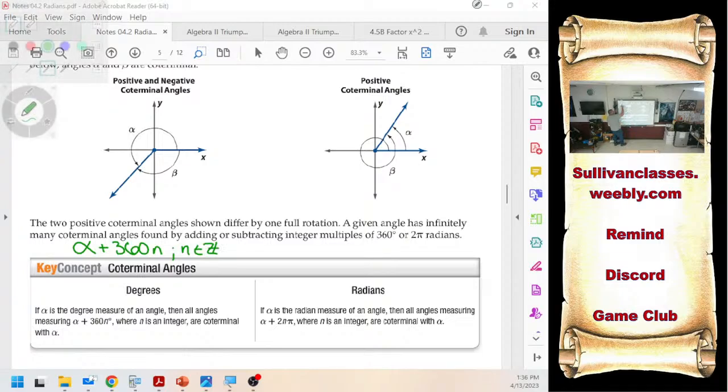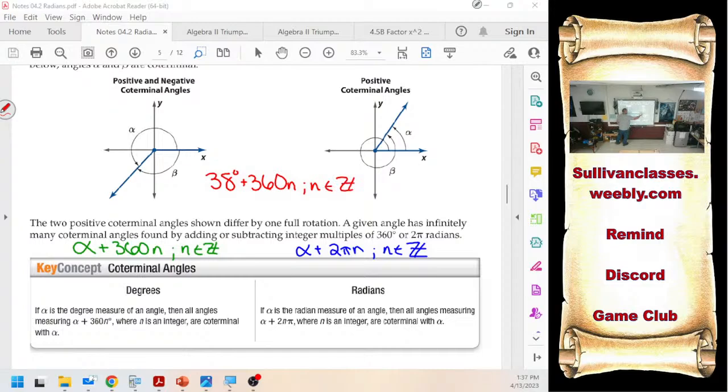The only difference for radians is instead of adding 360, what will I add? Full revolution. 2 pi. I'll say alpha plus 2 pi n, or 2n pi, depends who you're talking to, where n is an element of the integers. So if I wanted to know every single angle out there that is coterminal with 38 degrees, I'd say, okay, 38 degrees plus 360n, where n is an integer. Congratulations, I have just named every single coterminal angle out to infinity with 38.